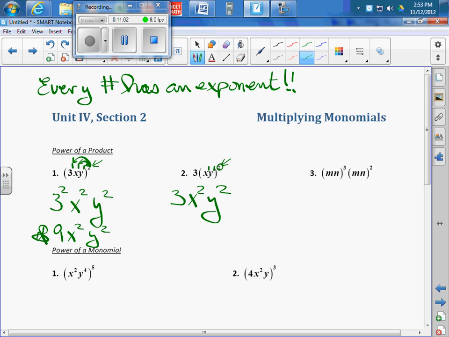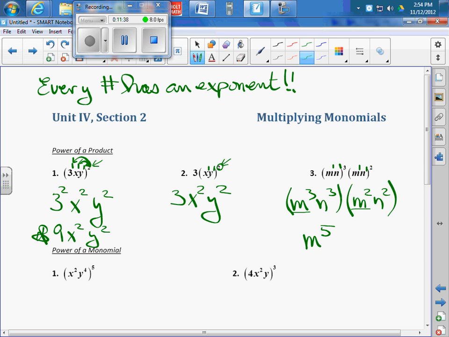Number 3, m has an exponent of 1, n has an exponent of 1. Multiply the exponents, m to the third, n to the third. I'm going to have that times m squared, n squared. Now what are we doing? Well, we're multiplying numbers of the same base. I'm multiplying 2 monomials here. I have m to the third times m squared. What do we do with these two exponents? We're back to adding them together because we're multiplying the monomials.